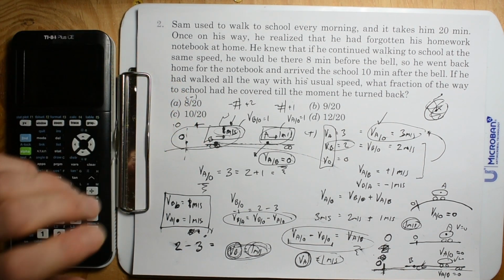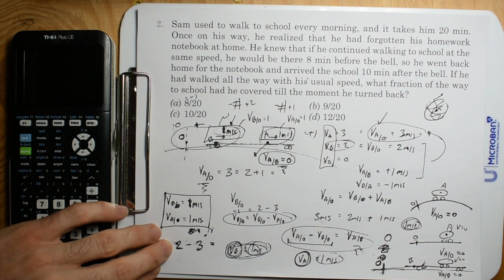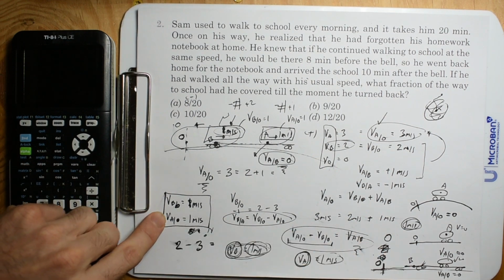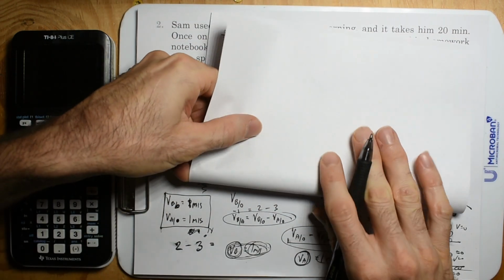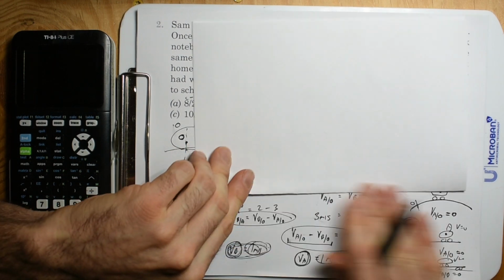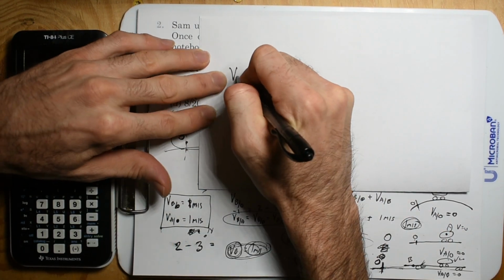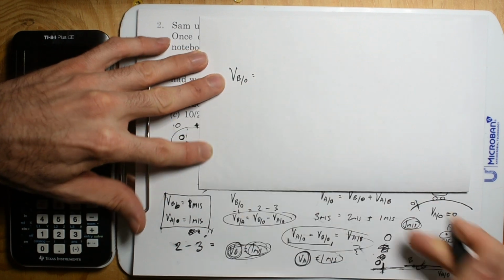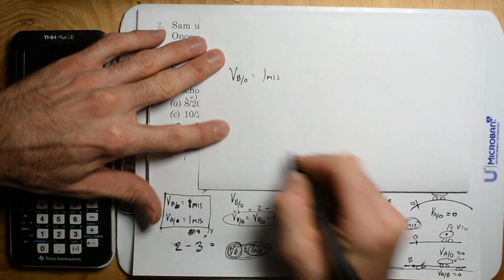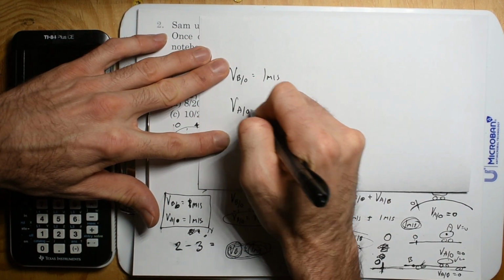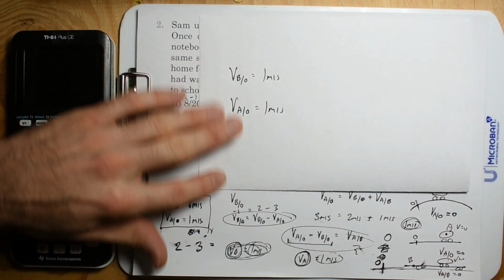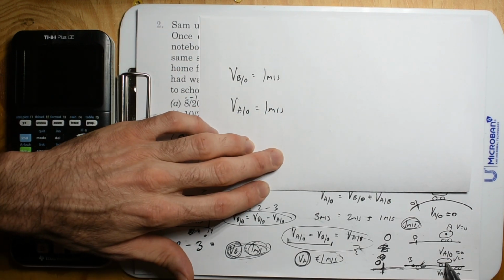Okay, hell yeah. So did I learn anything? I have these absolute velocities, and now I want to know the relative velocity. So I know the velocity of B relative to O, cool, that's 1 meter per second. And I know the velocity of A relative to O is also 1 meter per second. But what connects B and A?